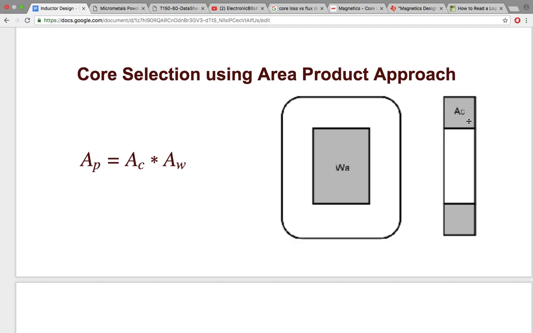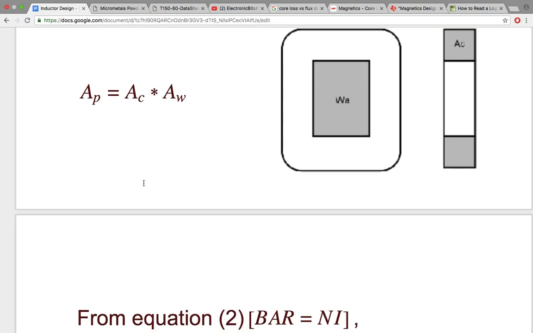And the cross sectional area of the core is called Ac. So the product of this window area and the cross sectional area of the core is called the area product. Now we need to find the expression, the formula for the area product.